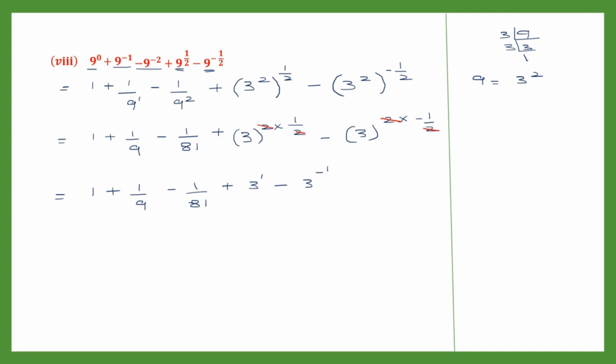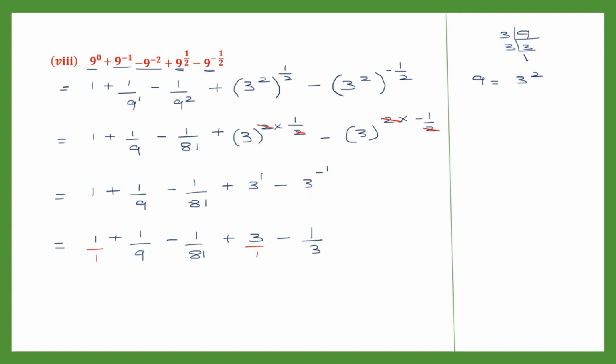power of minus 1. So now the next step is 1 plus 1 by 9 minus 1 by 81 plus 3 to the power of 1 is 3 minus 3 to the power of minus 1 can be written as the reciprocal 1 by 3 to the power of 1, which is 1 by 3. So now here let's add and subtract these as fractions. So here this will give it the denominator 1. Here also will give it the denominator 1.